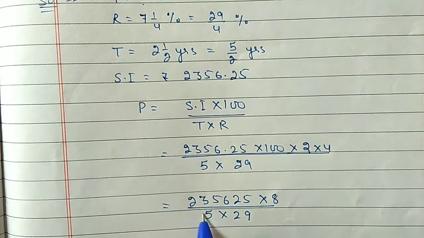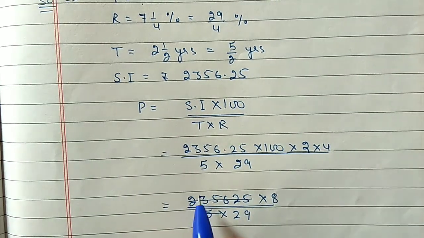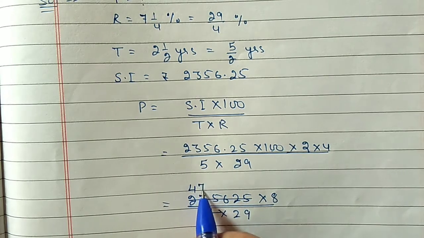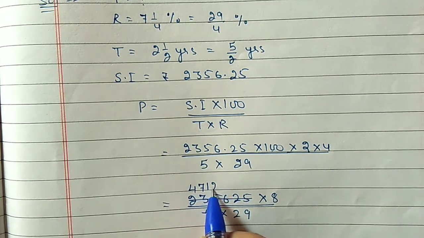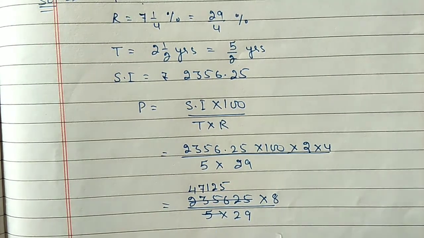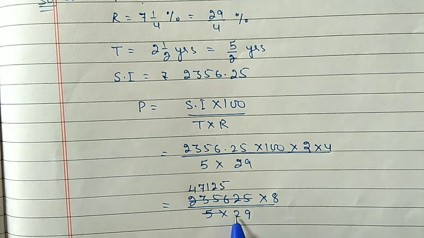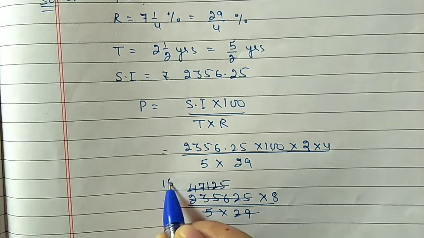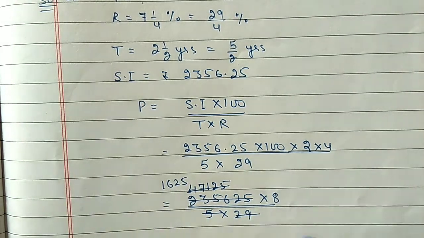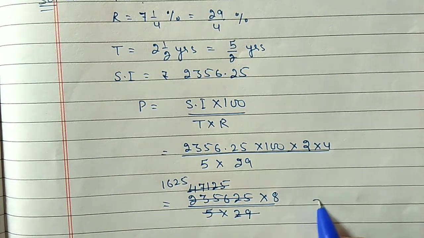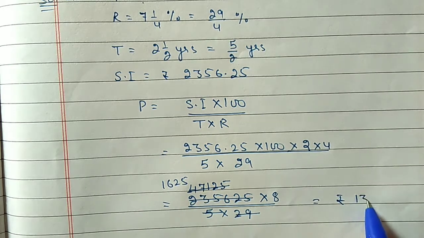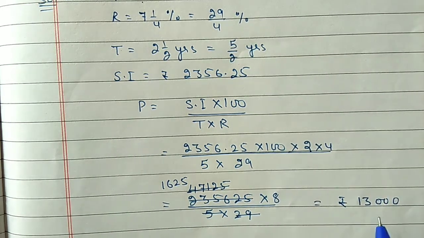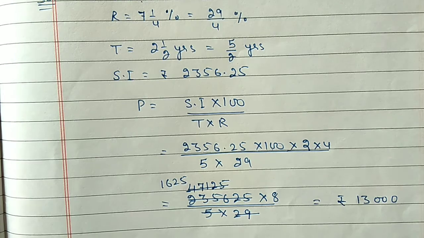Now you can cancel out first with the 5 table. 5 4s are 20, 5 7s are 35, we get 1625 and 5. And this number will go with 29. Divide and check, it will go 1625 times. And when you multiply 1625 with 8, you will get 13,000. So the principal money here is 13,000.